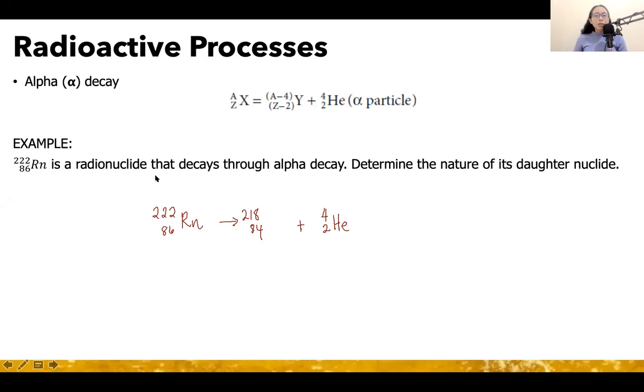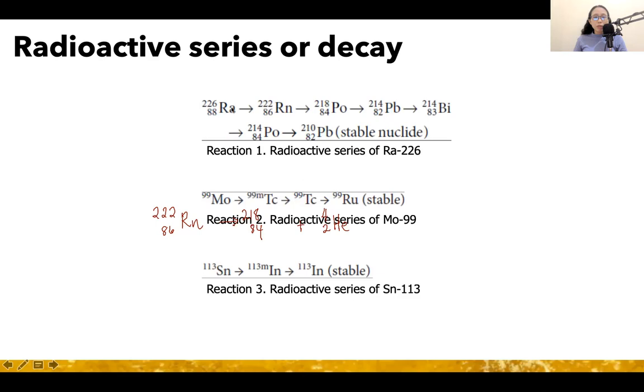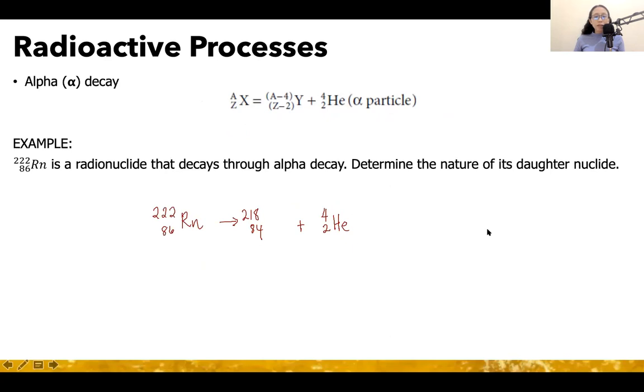Okay. Now, let me just share some info about radon 222. Radon 222 is a radioactive gas that escapes to the environment from rocks or soil containing radium 226. In fact, we have seen the radioactive series or decay of radium 226. In the first step, it releases radon 222. Now, radon 222 being radioactive, if it gets concentrated in a very small area, it can actually be dangerous.